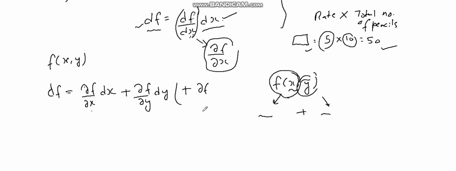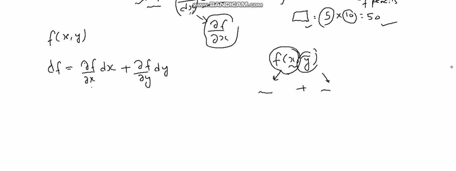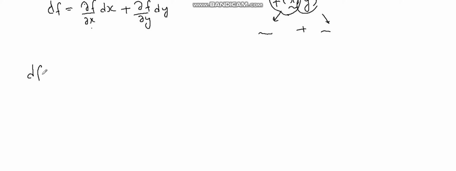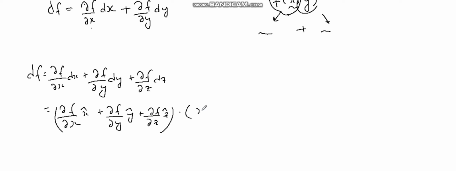So we know this. Now why are we doing this? We are doing this because we want to come to this point. So for the three variables, let me rewrite this equation: the partial derivative of f with respect to x dx, plus the partial derivative of f with respect to y dy, plus the partial derivative of f with respect to z dz. Okay, so what we can do now is write it like this: del f by del x x cap plus del f by del y y cap plus del f by del z z cap, now dot product with x cap dx plus y cap dy plus z cap dz.